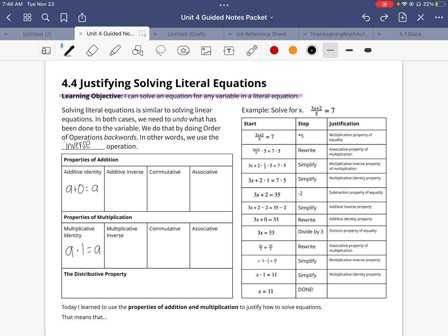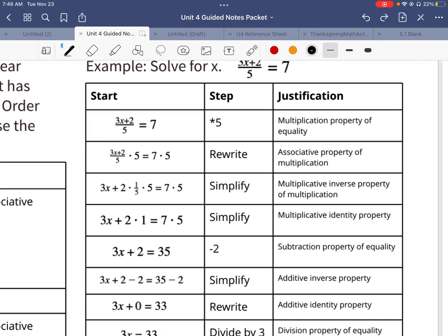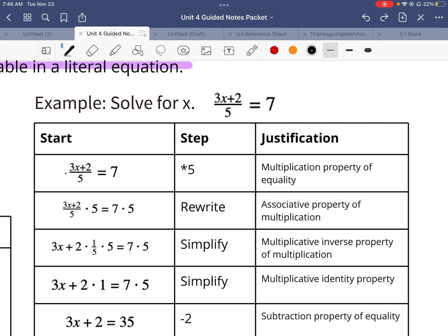So if we start with 3x plus 2 divided by 5 equals 7, the first thing we're going to do, remember fractions are grouping symbols. So we have to deal with what's on the bottom of that grouping symbol before we can do anything else. So the first thing we're going to do is multiply by 5. We're going to multiply both sides by 5. The reason we can do that is the multiplication property of equality.